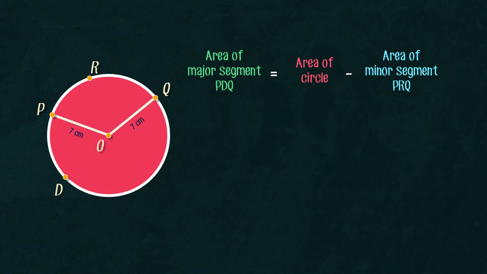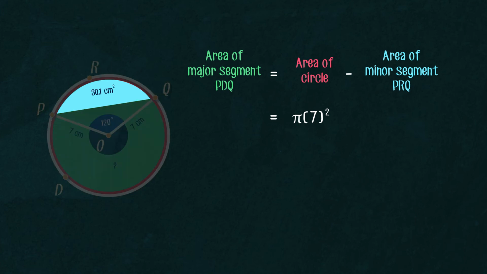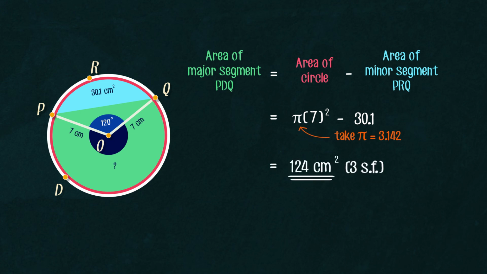First, we know the radius of the circle is 7 centimeters. So the area of the circle is pi times the radius, or 7 squared. Next, we also know the area of the minor segment PRQ is 30.1 square centimeters. Hence, if we use the area of the circle to minus that of the minor segment, and taking pi to be 3.142, it will give us the area of the major segment, which also gives us 124 square centimeters.